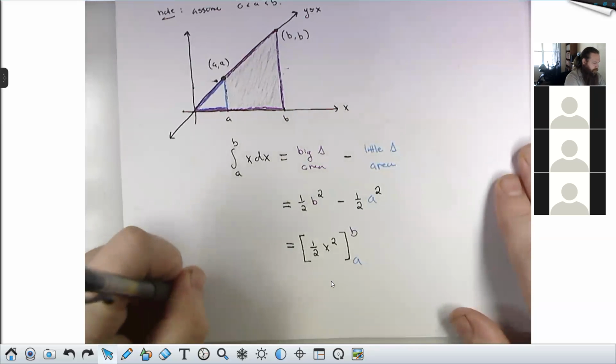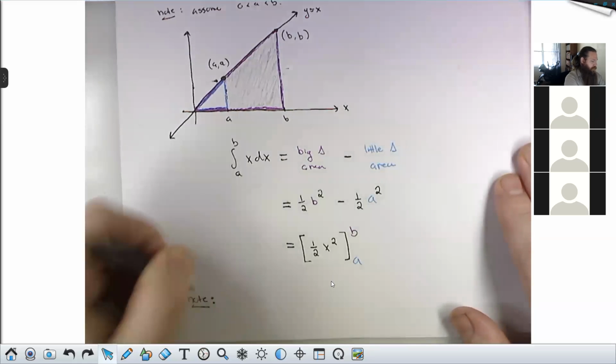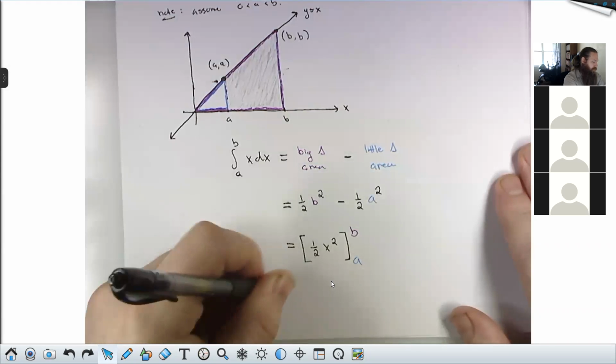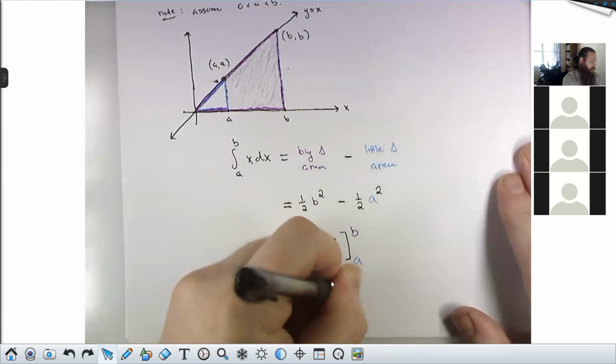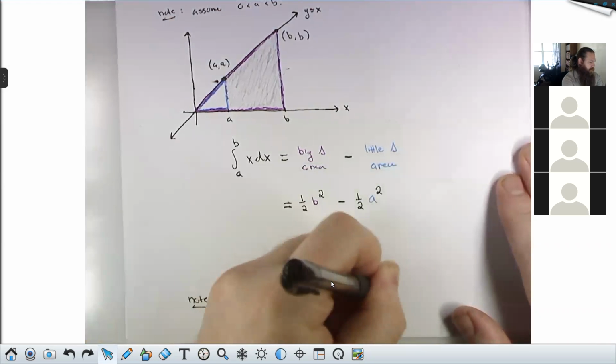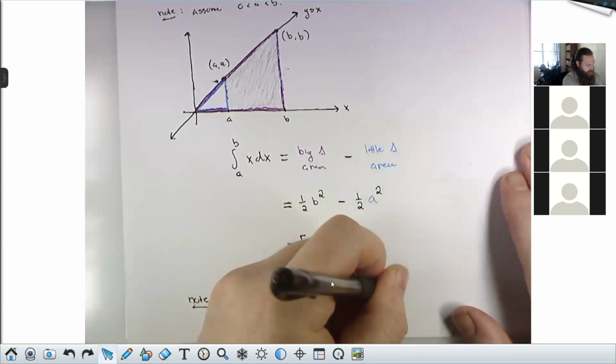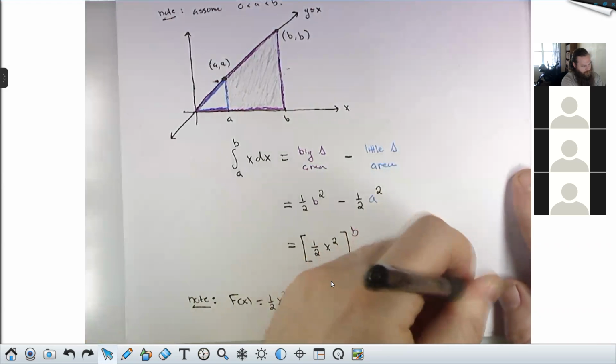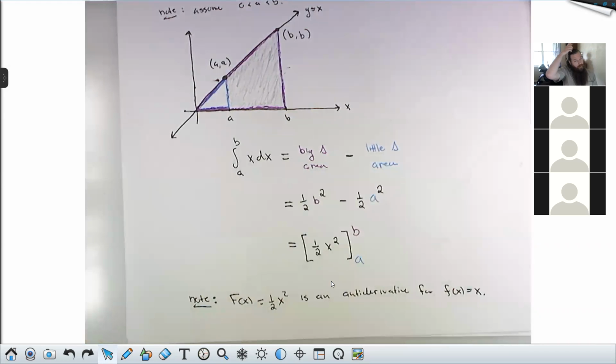And the exciting thing here is that we note capital F of x equals 1/2 x squared is an antiderivative for little f of x equals x. So the two big things behind FTC 1 and 2 is this connection between the integral operator as we've defined it in the past as an area and this concept of an antiderivative.